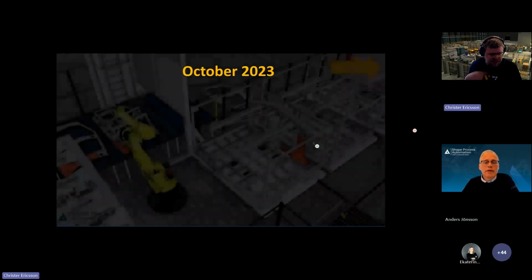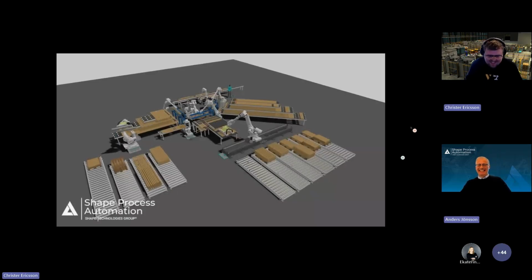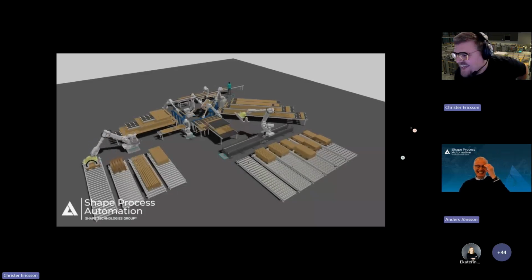Feel free to change slide whenever you want now, Anders. I'm trying. I'm just looking at the time, like, oh shit.